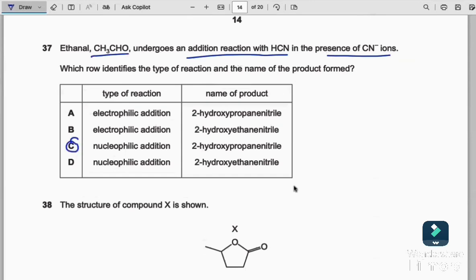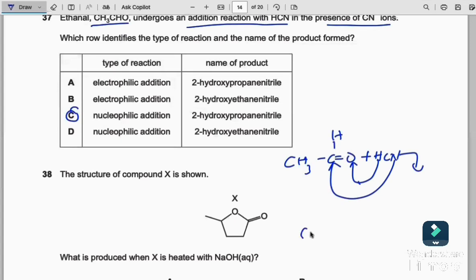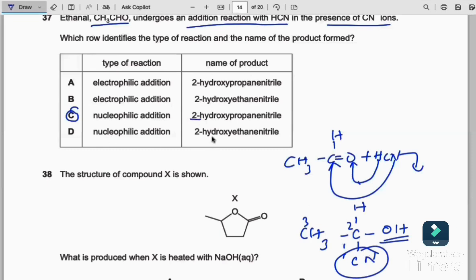Let's see the structure. CH3CHO undergoes an addition reaction with hydrogen cyanide. So what product is forming here? The cyanide will make a bond with this carbon. The added hydrogen will join with the O, and it will form a hydroxyl group. So it will be CH3CH(OH)CN. How many carbons? 1, 2, 3. To the second carbon, a hydroxyl group is added. So you can name it 2-hydroxypropanenitrile. Nitrile because of the cyanide. Okay, so your option should be C.